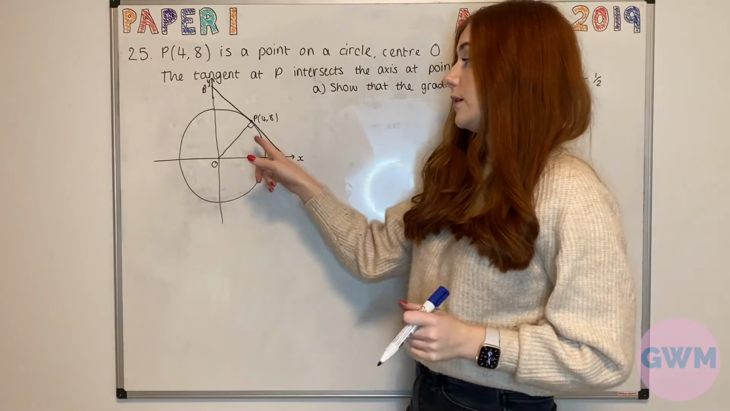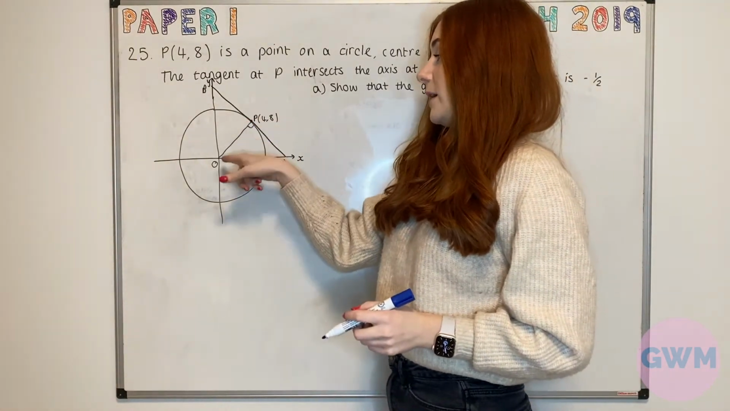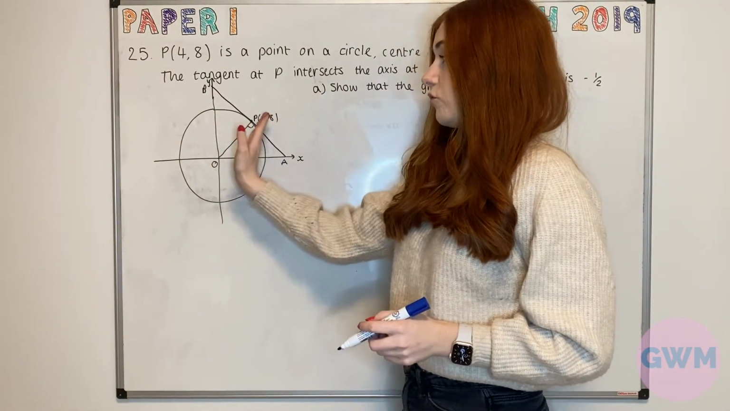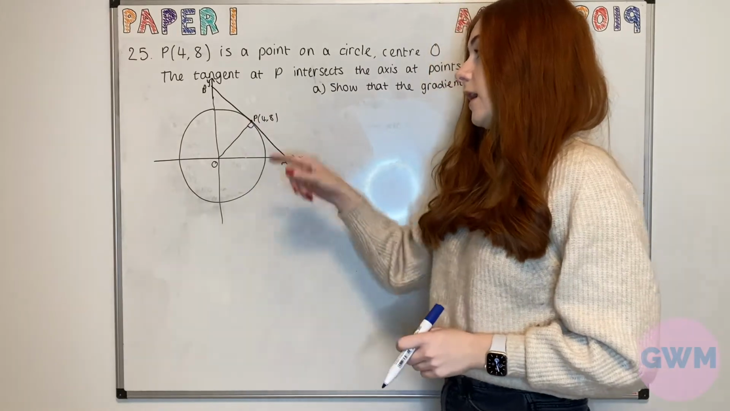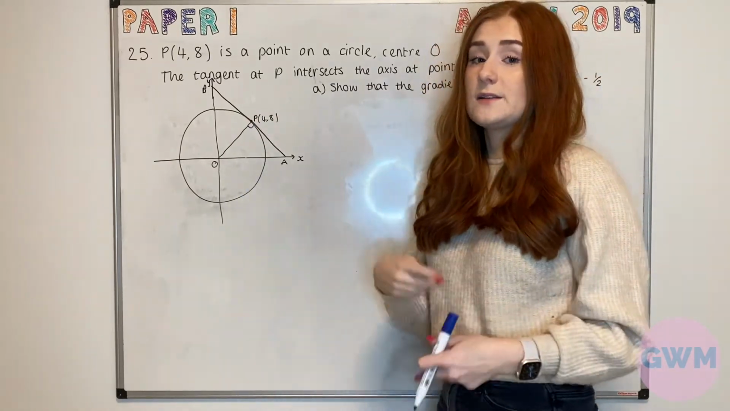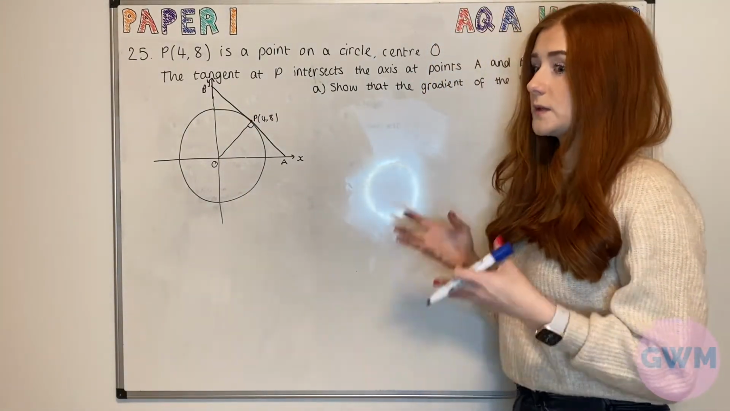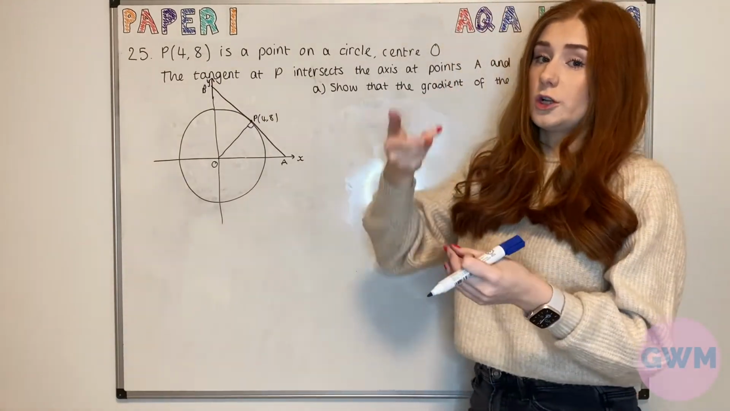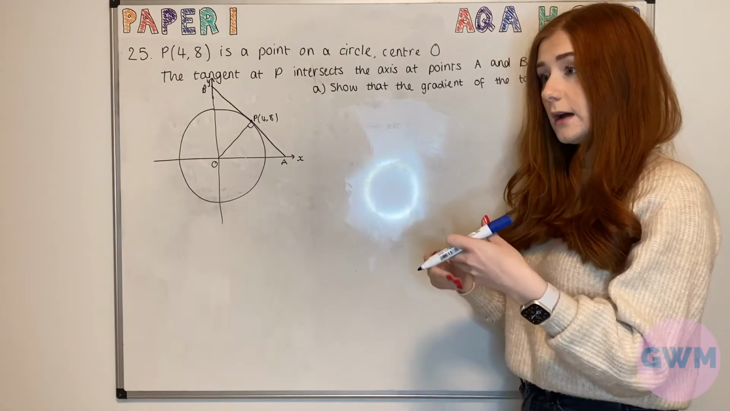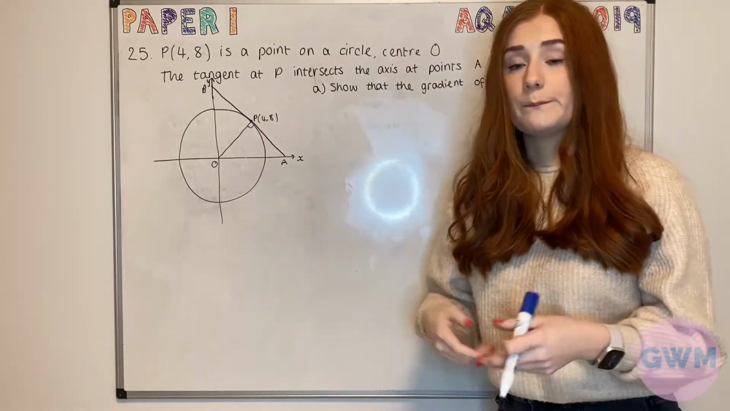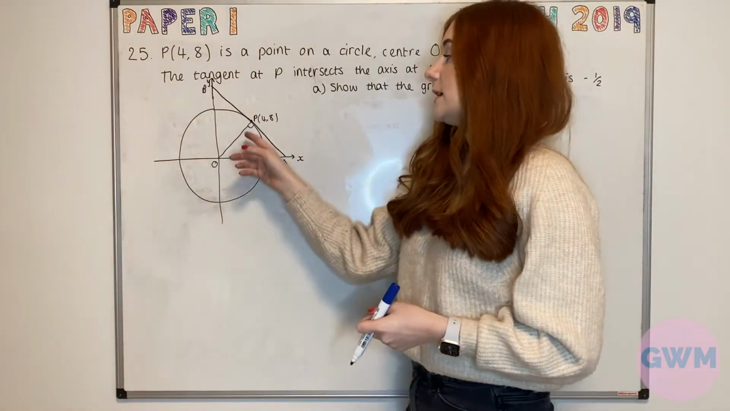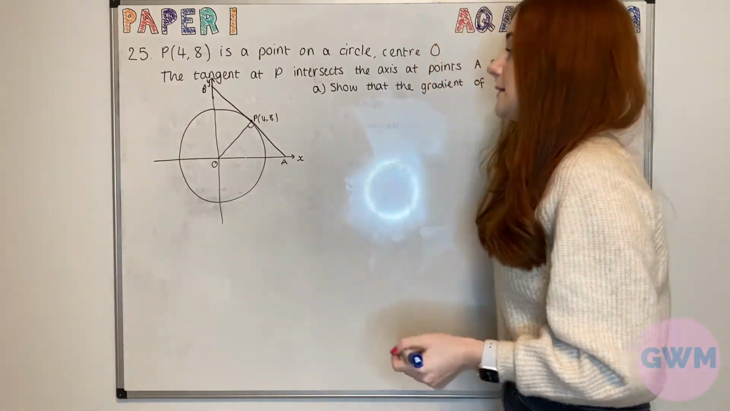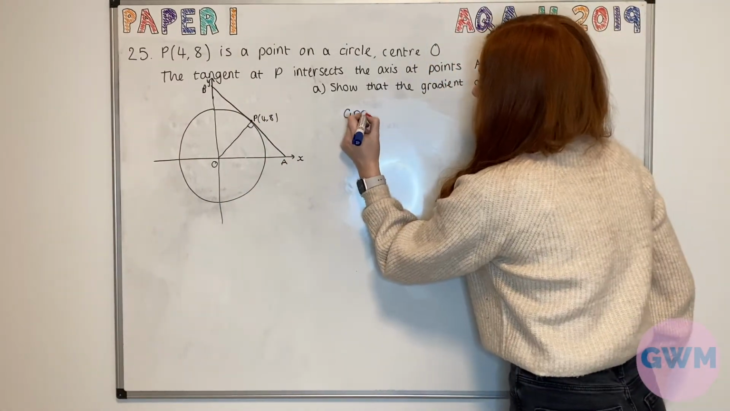And what we know is that when we have two lines where they cross at 90 degrees, the gradient of one is the negative reciprocal of the other. So the negative reciprocal is quite a mouthful, but it basically means it's a negative and it's the fraction turned upside down. So say the fraction was a half, you turn that upside down, you get 2. Okay, so let's work out the gradient of this radius, sorry.